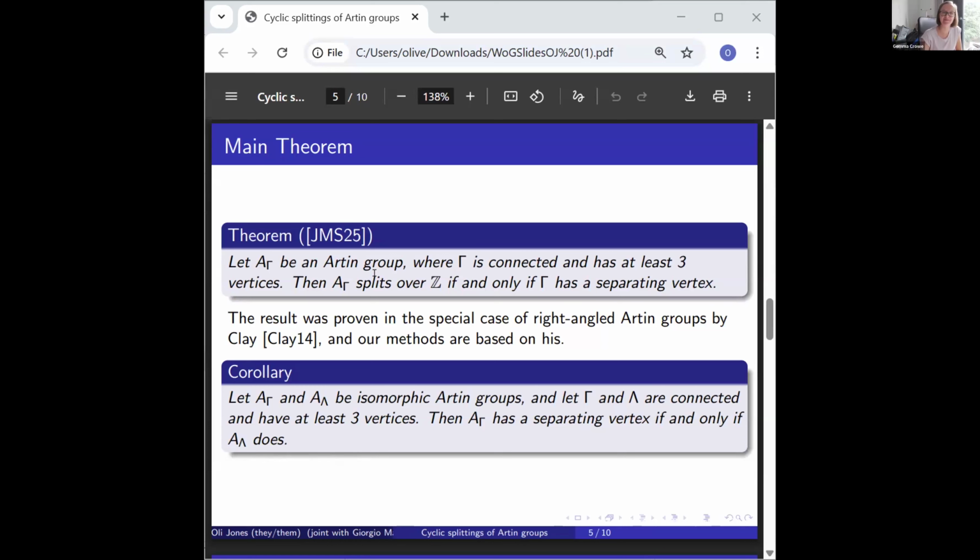Another thing I could say in answer to your question, Gemma, is that for RAAGs, since Clay's result, there are more general things that are understood. For instance, something similar for when RAAGs split over abelian groups, and more general things beyond that, which we don't yet know how to recover for Artin groups. So as you'd morally expect, there are more things you can do for RAAGs than for Artin groups for now. But I think there are interesting questions in that direction as well.